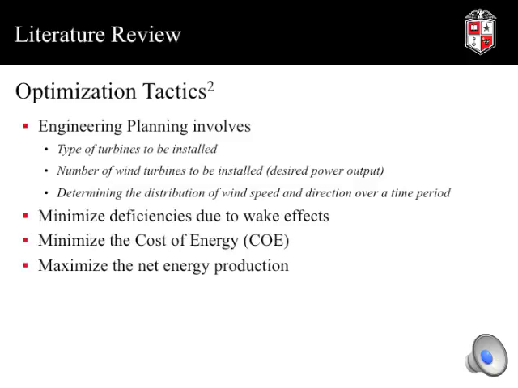When an engineer begins to plan a wind farm for optimization, 3 major parameters are required. These parameters are the type of turbine to be installed, the number of wind turbines to be installed or the desired power output, and the distribution of wind speed and direction over time. The first goal of optimization is to minimize the deficiencies due to wake effects, or the shading effect of a wind turbine on the other turbines downstream from it.